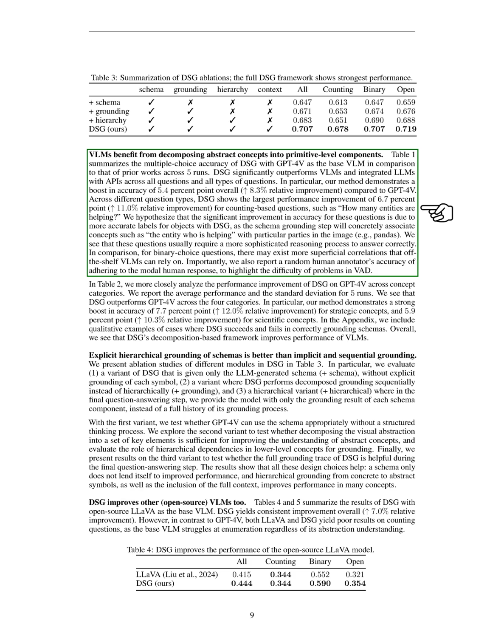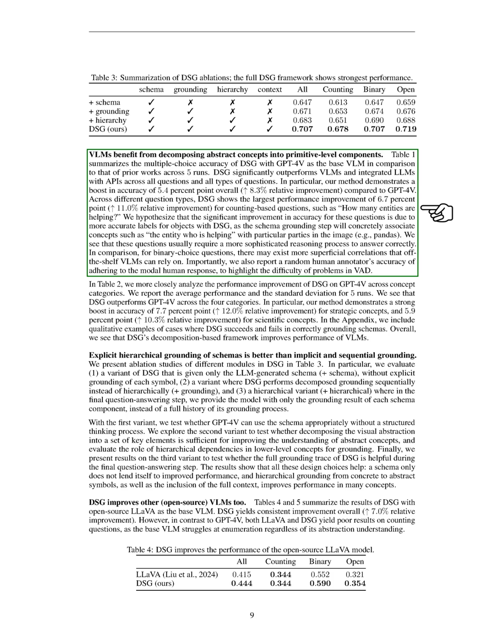We summarize the multiple choice accuracy of DSG with GPT-4v as the base VLM, showing that DSG significantly outperforms both VLMs and integrated LLMs across all question types. Notably, our method achieves an overall accuracy improvement of 5.4 percentage points, which is an 8.3% relative increase compared to GPT-4v. For counting questions, we see the largest performance boost of 6.7 percentage points, or an 11.0% relative improvement.